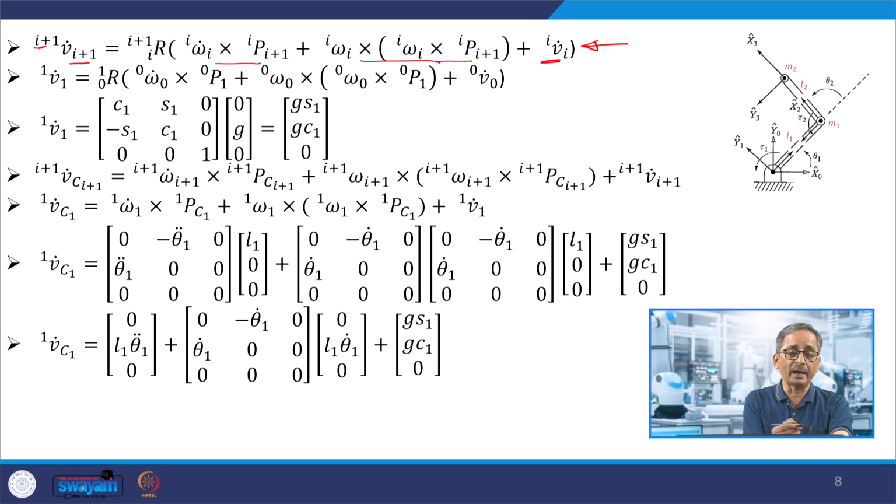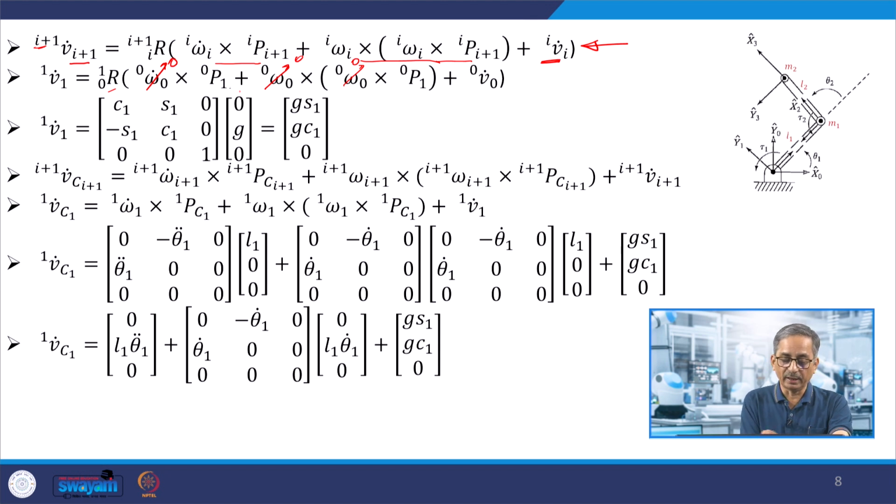If I put i equal to 0 over here, this is what I get: the 0 to 1 omega 0 0 cross P 1 0, plus omega 0 0 cross omega 0 0 cross P 1 0, plus V 0 0. Again this term we have assumed to be 0, this term also we have assumed to be 0, and this is also 0. So, again here what contribution I am going to get is here.